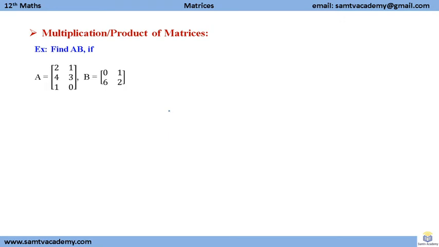Next is matrix multiplication. So let's solve it. What is the order of this matrix? This is a 3 by 2 matrix and this is a 2 by 2 matrix. Here column is equal to row, so this matrix multiplication is defined, meaning matrix multiplication is possible.